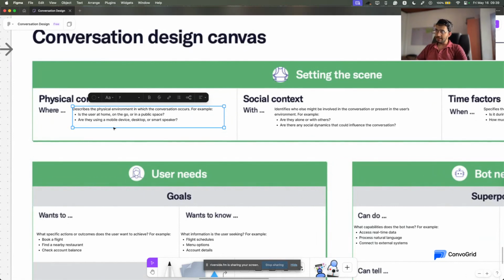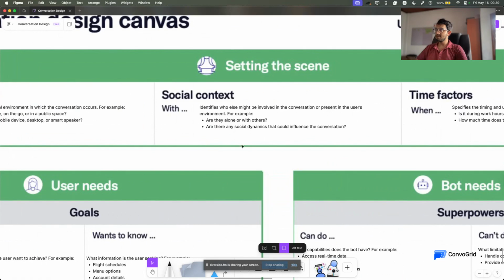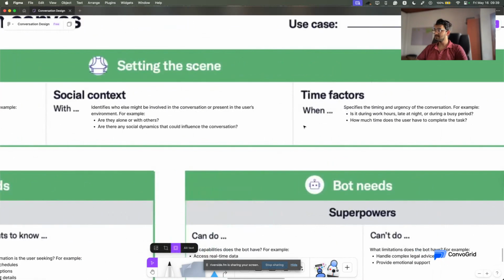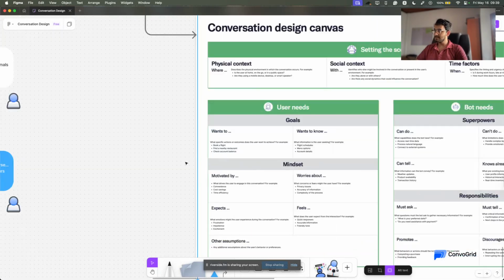And when you are referring to it again, this talks about the physical environment, like I mentioned before, and this talks about who is involved in the conversation. This talks about the different time factors, about when the user is engaging with it, how much time the user has to complete the task, and so on.